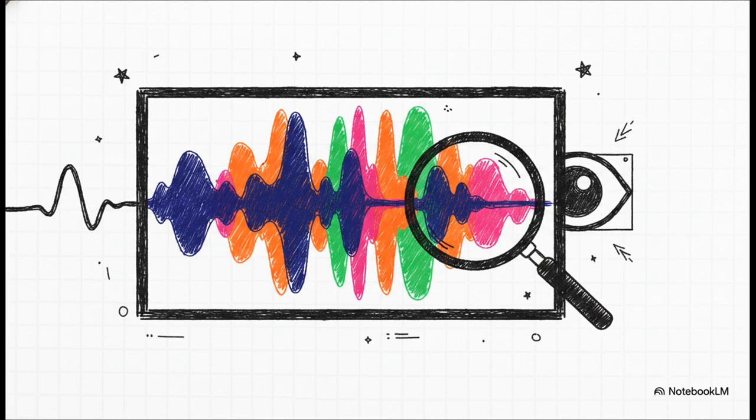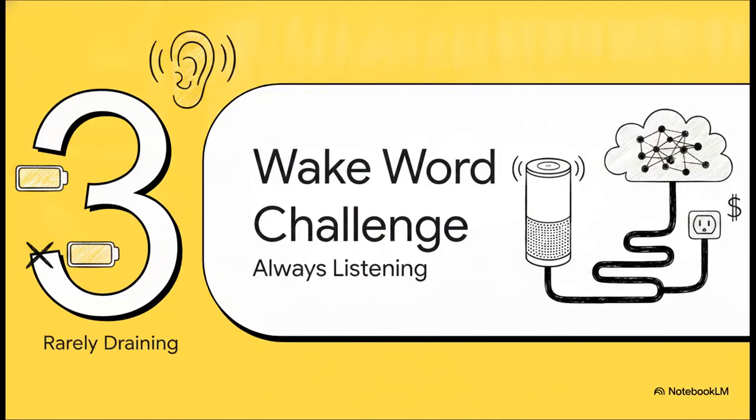By looking at these visual patterns, AI models, like hidden Markov models, can literally see the properties of human speech and identify exactly which physical phoneme was just spoken. Section 3. The wake word challenge.